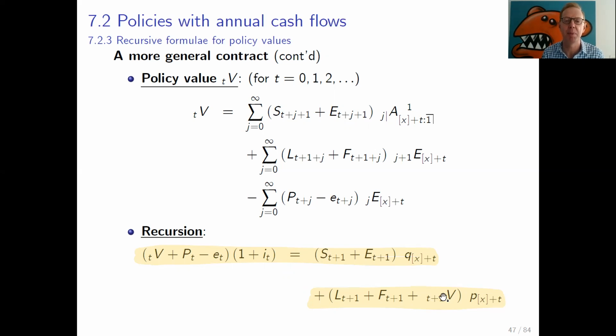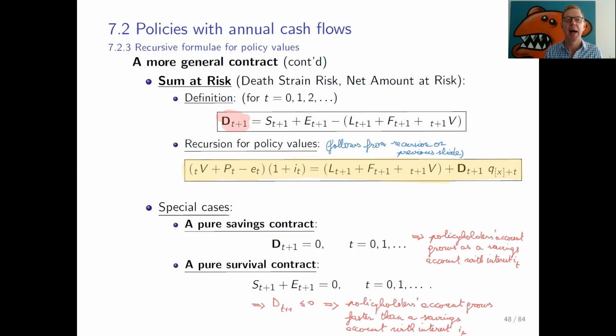Again, available assets at time T plus 1 minus must be equal to required assets at time T plus 1 minus. And now for this general contract, we can again define the sum at risk. The sum at risk is what has to be paid to the dyers minus what has to be set aside for the survivors. So DT plus 1 is: all the people who die in the year T to T plus 1 have to receive ST plus 1 plus an expense ET plus 1, minus, for the survivors, we have to pay them LT plus 1, there is an expense FT plus 1, and we have to set aside the policy value VT plus 1. That's now our definition of the sum at risk.